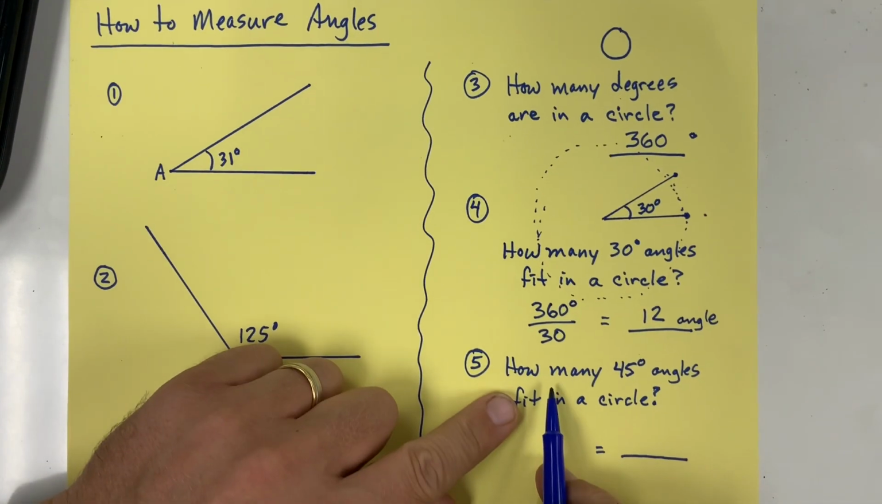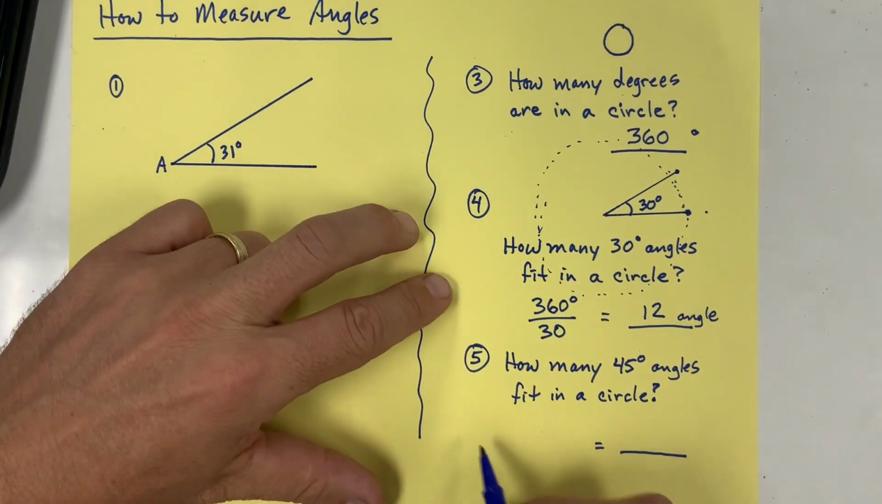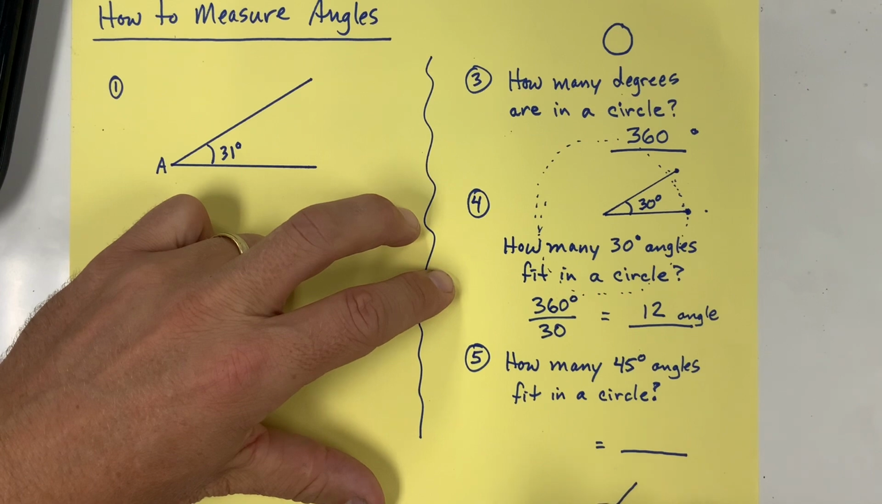If I ask you how many 45-degree angles fit in a circle, well, I can draw one of those out. It looks like this. There's about a 45-degree angle right here. And if I ask you how many of those fit in there, well, there's one there, there's one right there, there's one right there, and there's one right there.